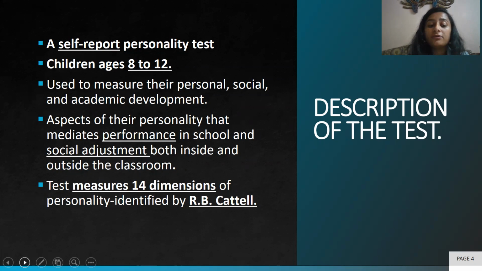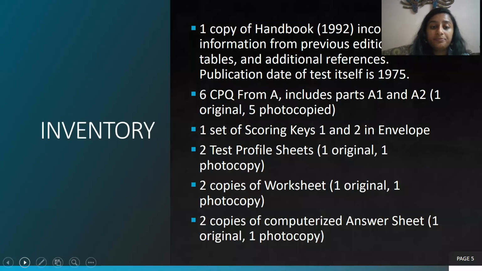There are four forms of the CPQ available. One handbook incorporates information from previous editions, norms, tables, and additional references published to date. Six CPQ, that is Children's Personality Questionnaire, Form A includes Part A1 and Part A2. One set of scoring keys, 1 and 2 in an envelope, two tests, two profile sheets, two copies of the worksheet, and two copies of computerized answer sheets will be provided in the inventory.